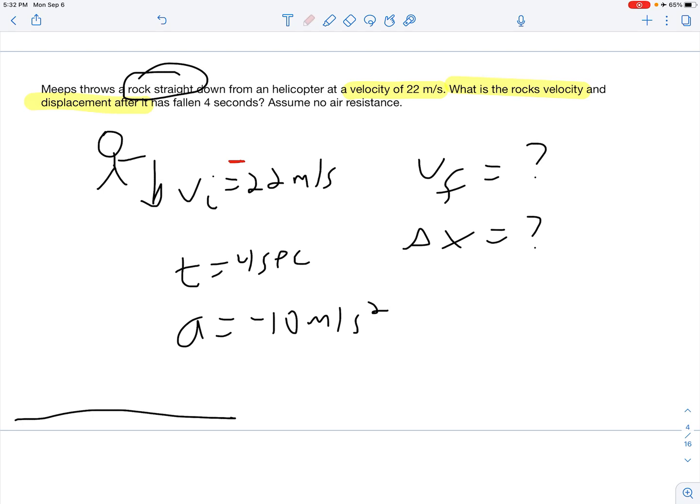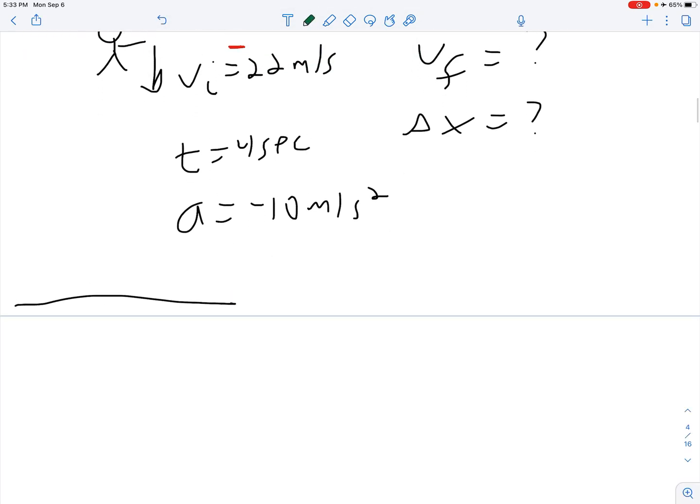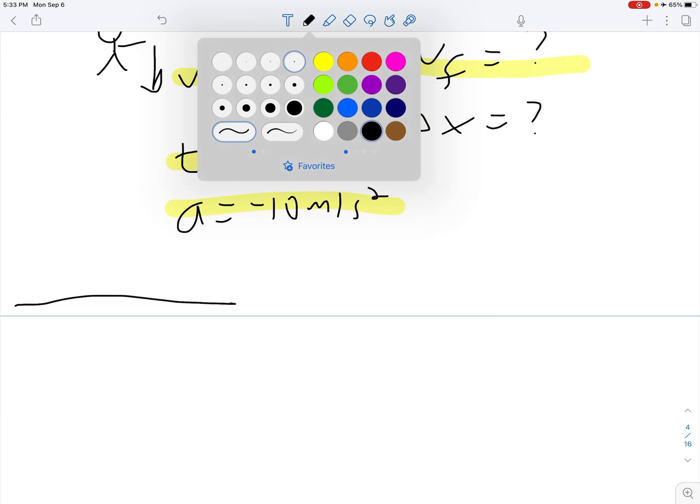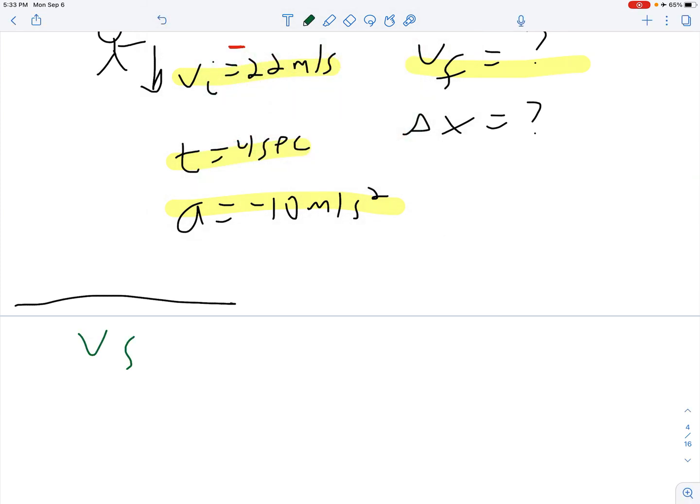Okay, so I've got everything. Let me write some equations. For the first one, I have VI, T, and A, and I'm trying to find VF. So I'm going to use this one. Let's use green. I'm going to use this one.